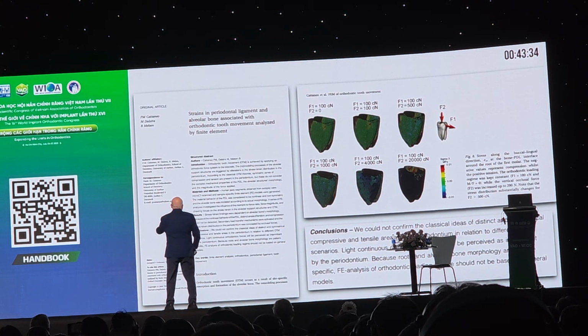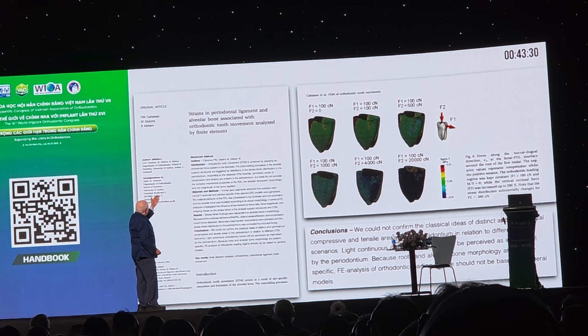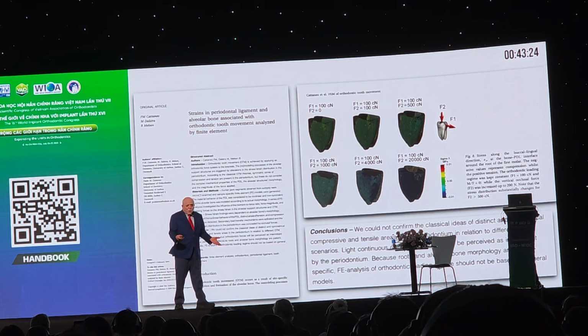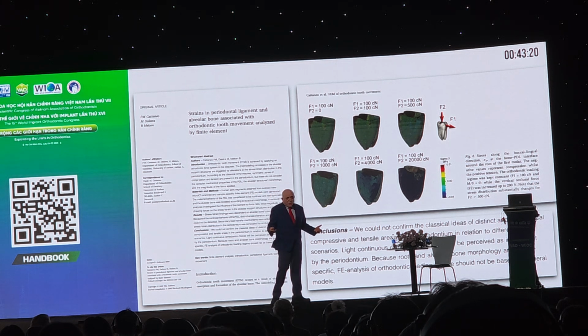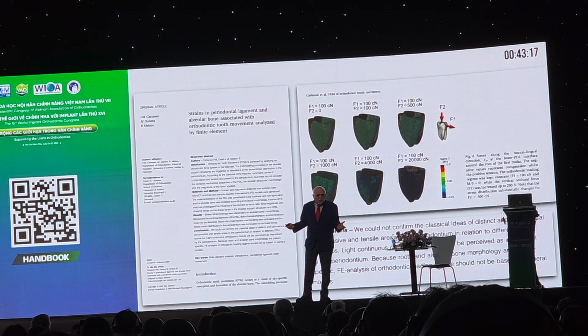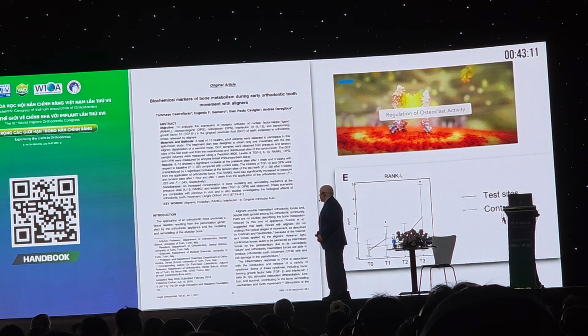The next thing we want to see is strains on the PDL, alveolar bone, and alveolar bone associated with orthodontic tooth movement. Now we want to know what is going on with the bone and PDL. Suddenly we are interested in it. I've been talking about this for the last 5 or 6 years, about aligners. And now you can see these studies are coming out. Different people are looking at what is going on.